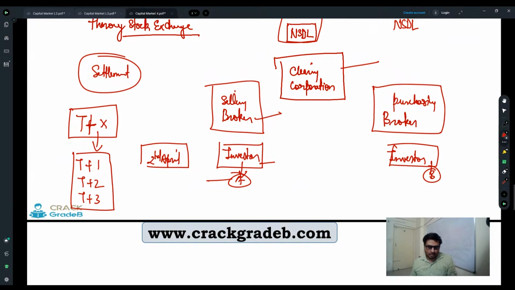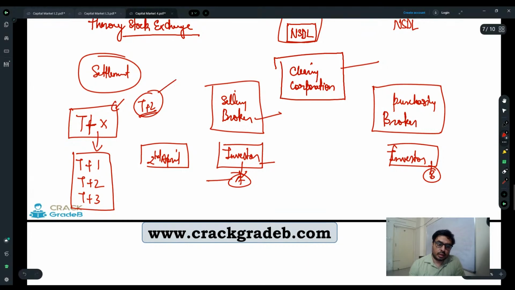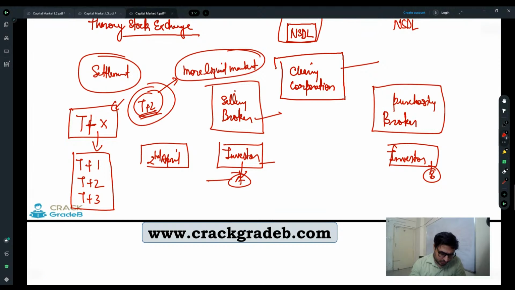So there are some time zone related issues and problems. That's why the foreign investors are not interested in SEBI shifting to T+1 settlement. They still believe that T+2 settlement is fine. But T+1 settlement also has some benefits. It is settled very soon, so it saves time, and money and securities are both settled. This is going to create a more liquid market, but global practice is T plus 2 only.